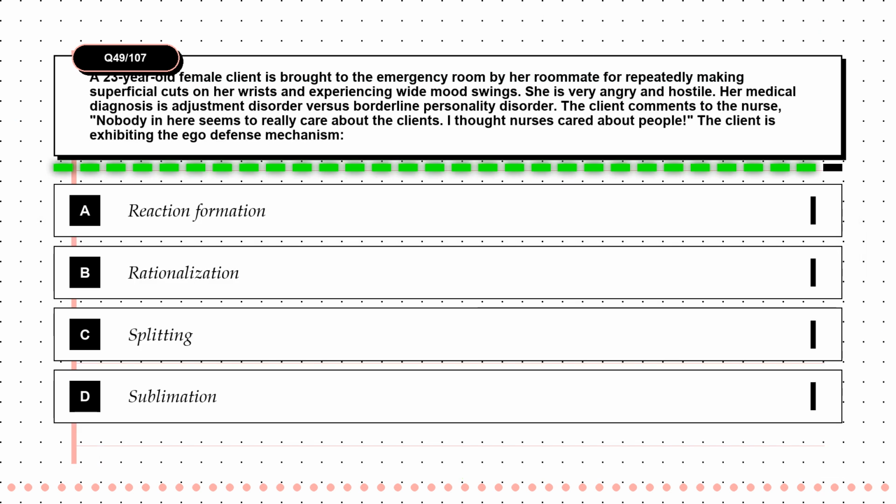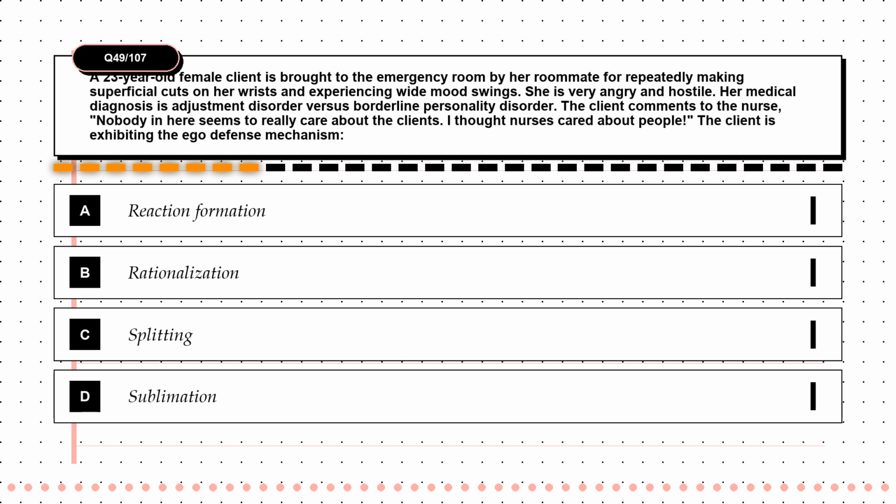Question 49. A 23-year-old female client is brought to the emergency room by her roommate for repeatedly making superficial cuts on her wrists and experiencing wide mood swings. She is very angry and hostile. Her medical diagnosis is adjustment disorder versus borderline personality disorder. The client comments to the nurse, "Nobody in here seems to really care about the clients. I thought nurses cared about people." The client is exhibiting the ego defense mechanism.